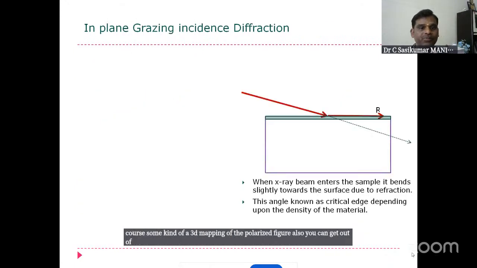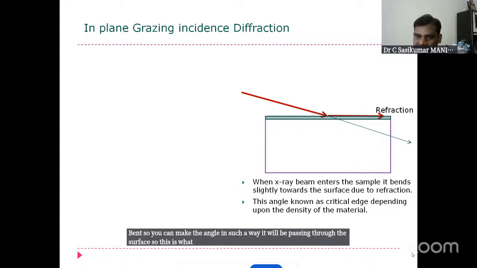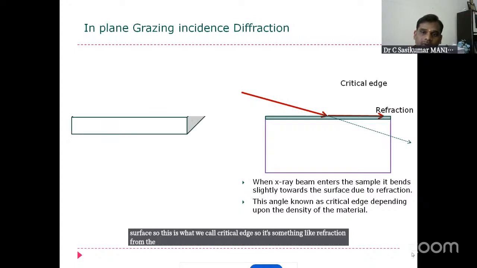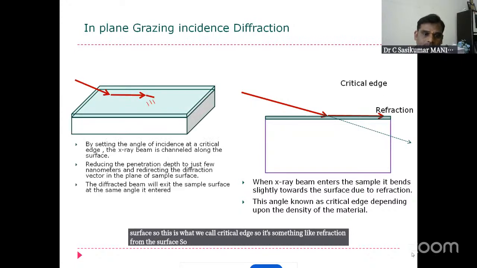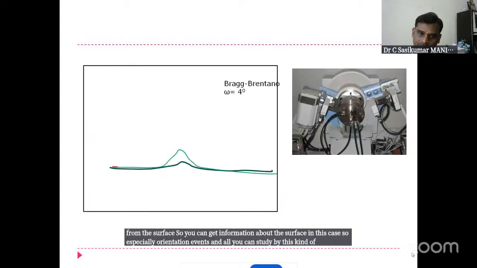diffraction method. And it's possible that when the X-ray beam is entering the sample, it will bend. So you can set the angle in such a way that it will pass along the surface. This is what we call the critical edge. So it's something like refraction from the surface, and you can get information about the surface in this case. Especially orientation effects and all, you can study by this kind of analysis.